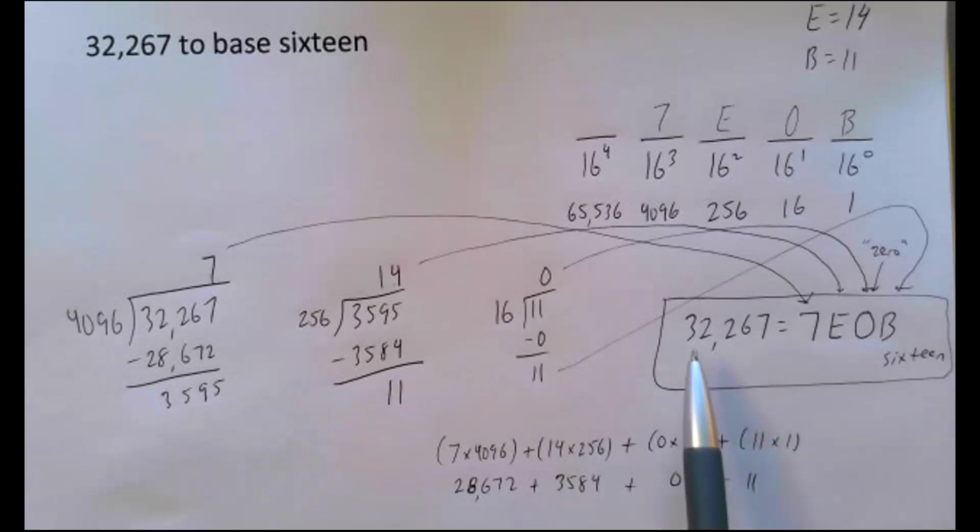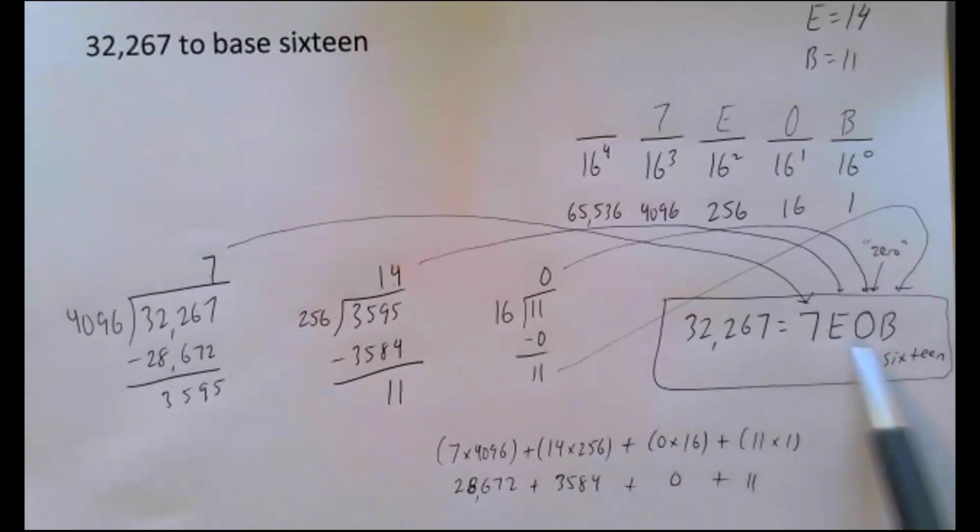Just like in base 10 land, when I write 32,267, I mean that there's 3 sets of 10,000, there's 2 sets of 1,000, there's 2 sets of 100, there's 6 sets of 10, and there's 7 sets of 1. That's what we mean when we're writing this in base 10. But when we write this in base 16, we mean this. They're equal to each other. They represent the same value.